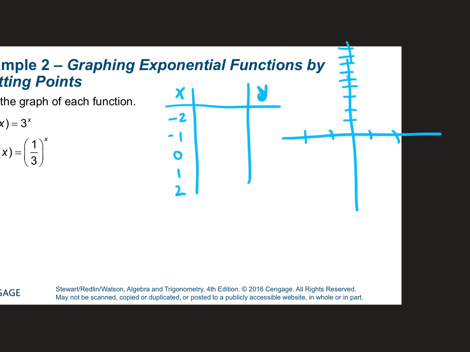So our first function is 3 to the power of x. I'm going to plug in -2 into my exponent. So I have 3 to the power of -2. When we put 3 to the power of -2 in our calculator, we get 0.111 repeating. So I'm going to go to the left to -2 and up 0.111. So that's just barely off of the x-axis, just barely off of 0.